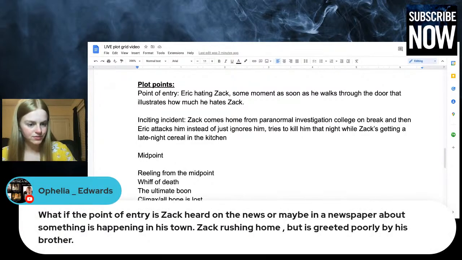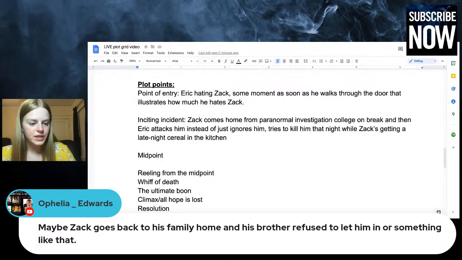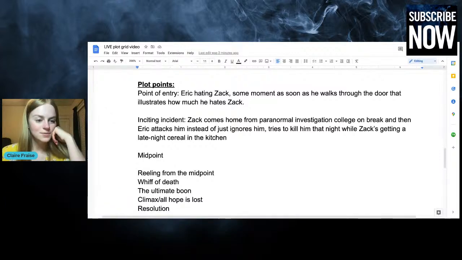Ophelia Edwards says, what if the point of entry is Zach hearing on the news and maybe in a newspaper about something happening in his town, Zach rushing home but is greeted poorly by his brother? Yeah, that is a good idea. I want to make sure that there is something in the point of entry about his brother. Ophelia Edwards said maybe Zach goes back to his family home and his brother refuses to let him in or something like that. Oh, that's a good idea.